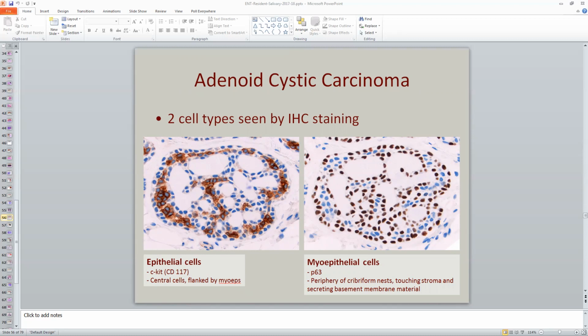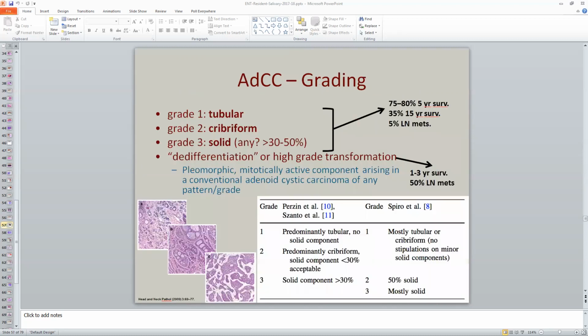And the epithelial cells here are sandwiched between these negative, or blue, myoepithelial cells. So this pattern can be very helpful. If we are uncertain of the number of cell types, this pattern can be very helpful in determining the two cell types of epithelial and myoepithelial, or, quote unquote, basal type cells, and determining adenoid cystic.